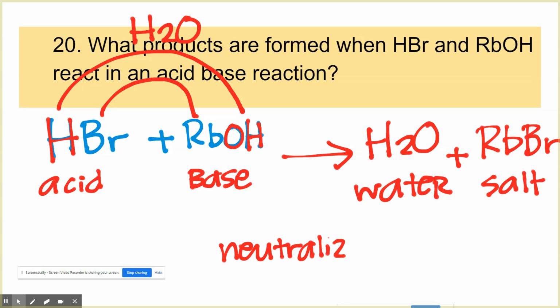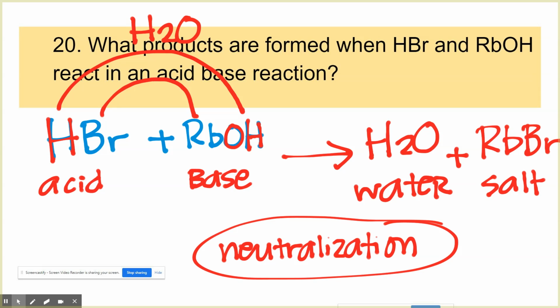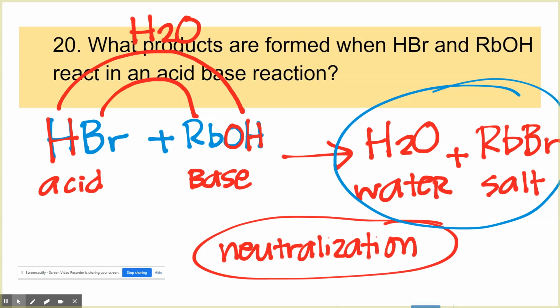You always form water and salt. Don't forget. And this is again a special type. This is a double replacement reaction. If you look closely, this is a double replacement reaction. So these are the products that you form. So the answer here is what? The answer here is water and your salt. That's question number 20.